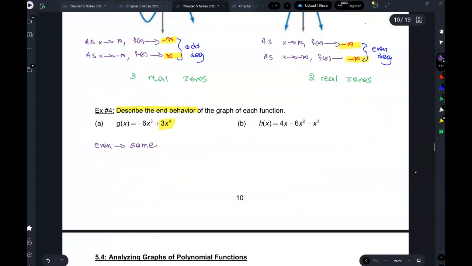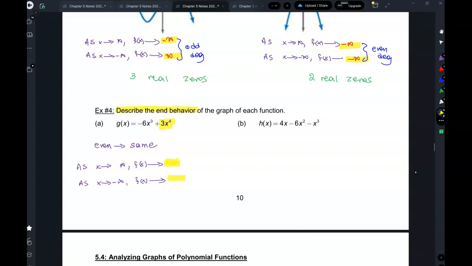So again, we're going to do as x approaches infinity, f of x approaches what? As x approaches negative infinity, f of x approaches what? Okay, so now, because it's even, these two are going to be the same. So how do I know if I'm going to put positive infinity for both or negative infinity for both? So easy. Is this term positive or negative? Positive. So I just put positive infinity.